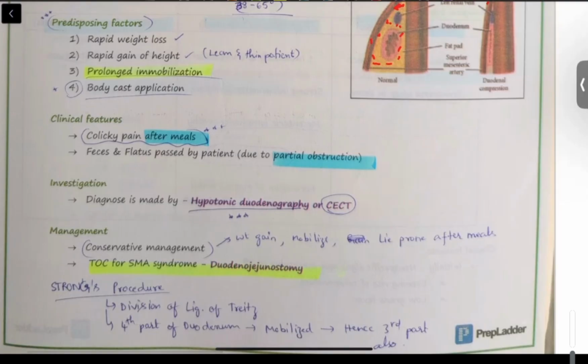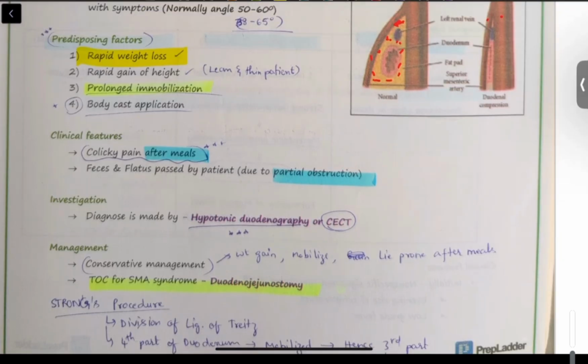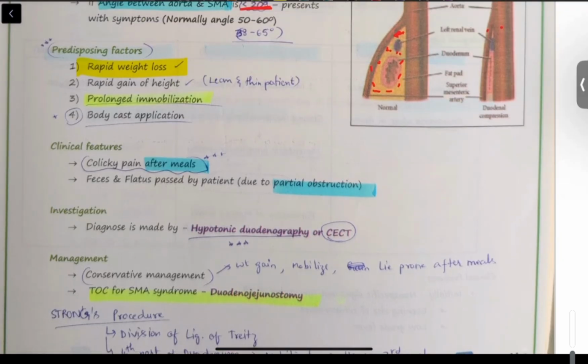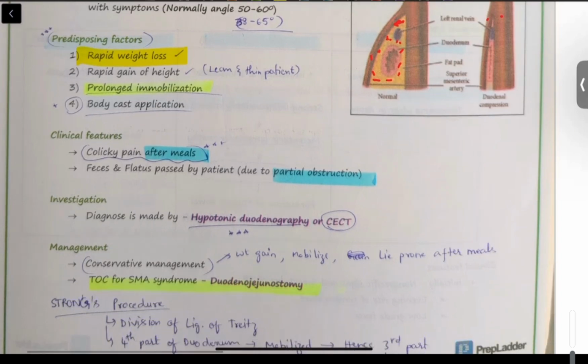If there is rapid weight loss, suppose a patient is some 108 kgs or 110 kgs and all of a sudden he reduces to 50 or 60 kgs. Okay, there is a rapid amount of fat loss. So visceral fat will also get lost during that time, and because of that there will be loss of cushioning of the third part of the duodenum.